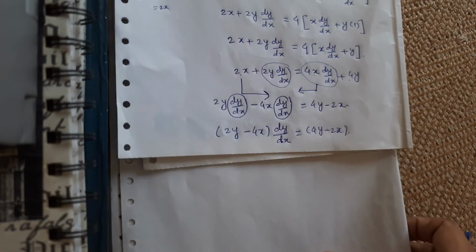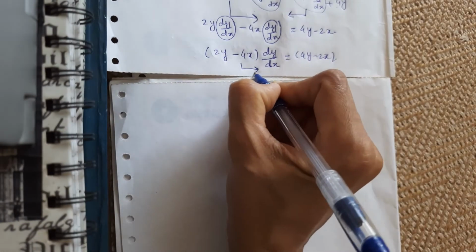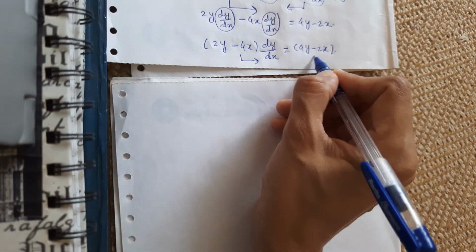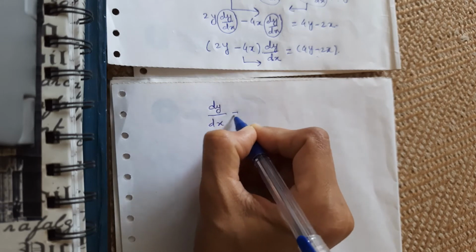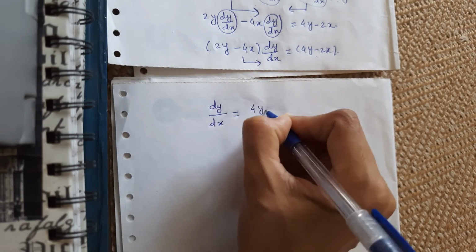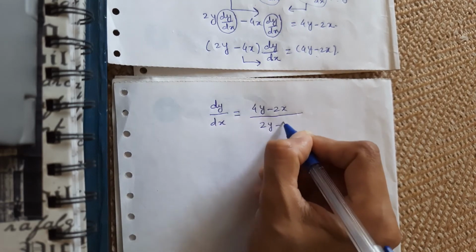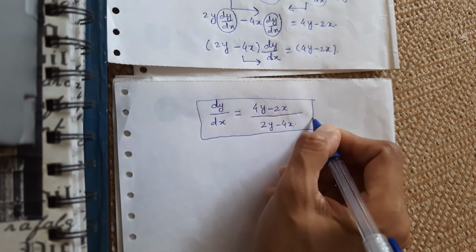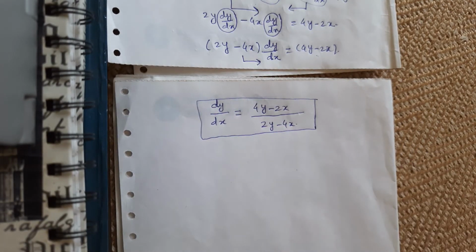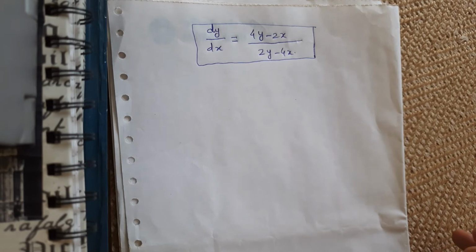Okay, 4y minus 2x. Now shift this term to this side. So it is in multiplication, it will come into the denominator. So what will I get? dy by dx equal to 4y minus 2x upon 2y minus 4x, and that is the required answer because I wanted dy by dx here. Okay, so it's very simple, very easy, not any hard thing is there.